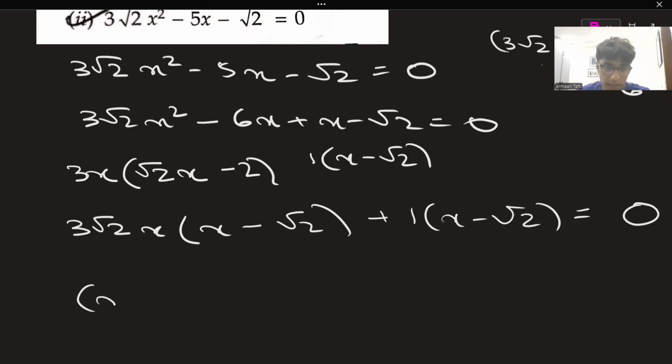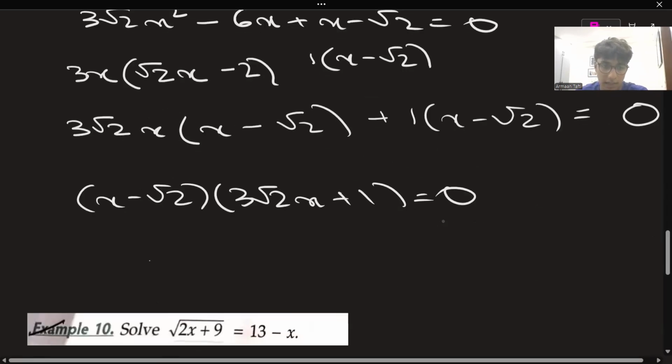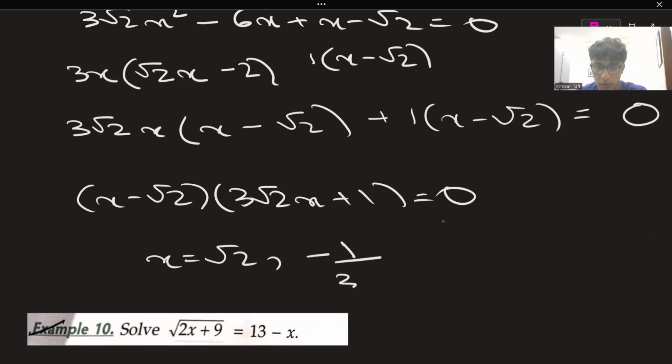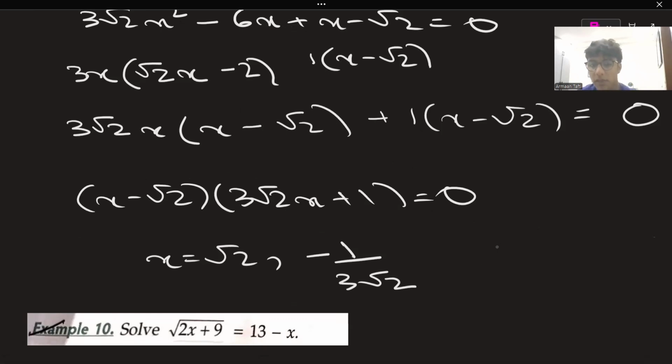So now if you take x minus root 2 out common, you'll have 3 root 2x plus 1. And with this, you either get x equal to root 2 or x equals to minus 1 over 3 root 2. Now, in such a case, it's always advisable to rationalize the denominator. And I'm sure you remember rationalizing from previous grades. Wherever you see a root in the denominator, you multiply both the numerator and the denominator by the root. So I'll multiply this by root 2 and multiply this also by root 2. You can do that, right?